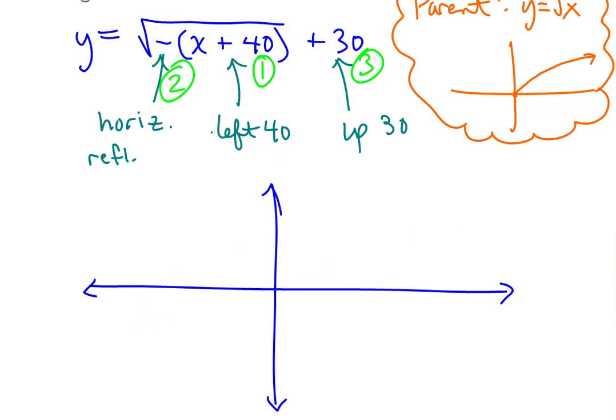So after going left 40, we have to do a horizontal reflection. Well, that means if it's going to the right, it's now going to be going to the left. So we'll also then not only shift left 40, but then also change the directions. So it'd be shooting off to the left instead of to the right. But then lastly, if we're going up 30, then we'd just take that exact shape, shift it up 30. So we'll mark that on our y-axis. And then the graph would look like it has to this point, but now starting at that point of negative 40, 30.